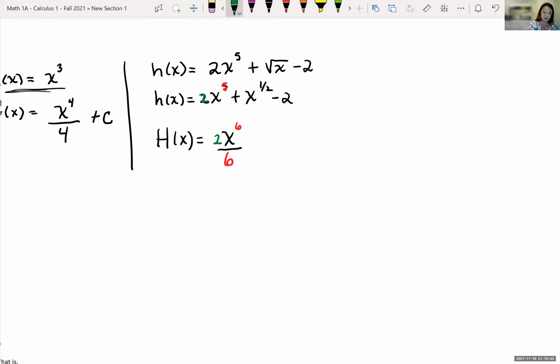Okay. So when I took the derivative, the 6 would come down. It would cancel with the 6 in the denominator. It would give me back this 2x to the 5th.